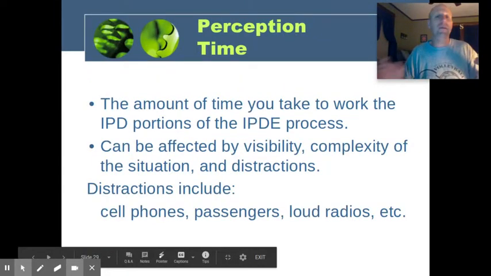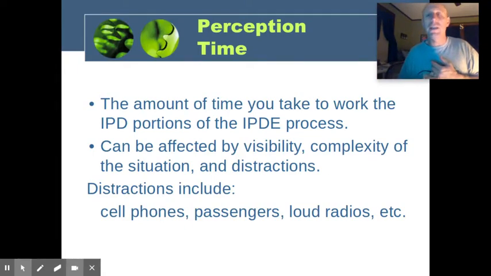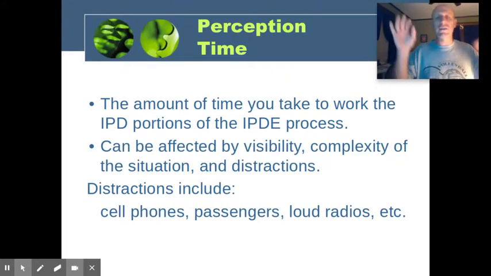So perception time can be affected by a lot of things like visibility, whether that's a hill in the road or a curve in the road or some other vehicle that's blocking your view because they're in front of you, or weather conditions or trees in the way, whatever it could be, lots of different things like that.